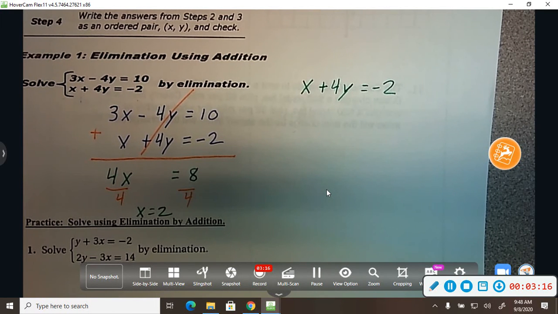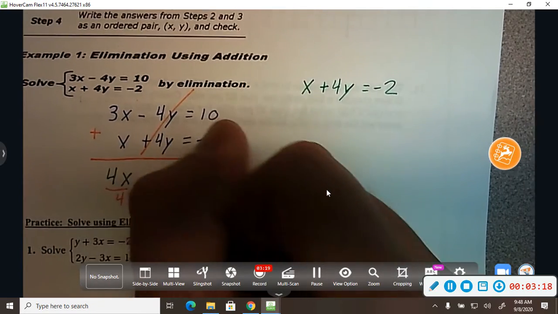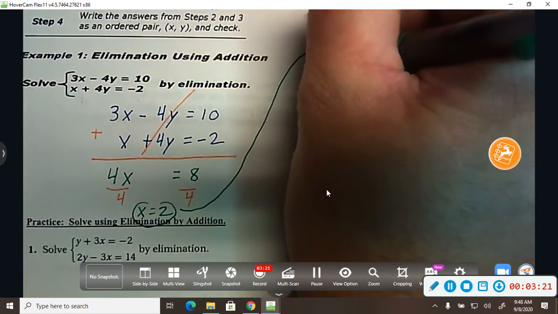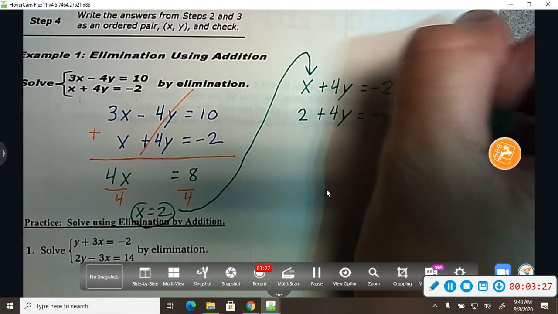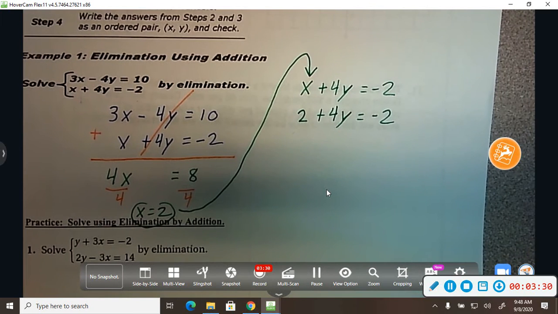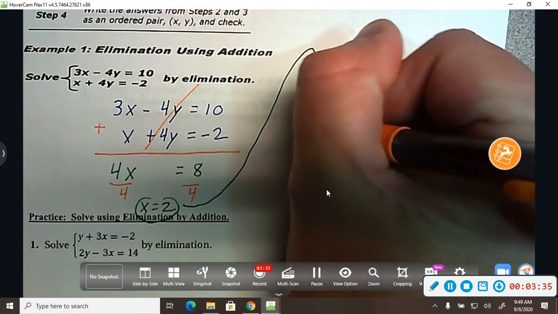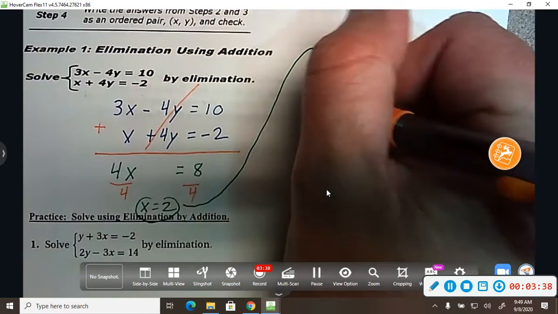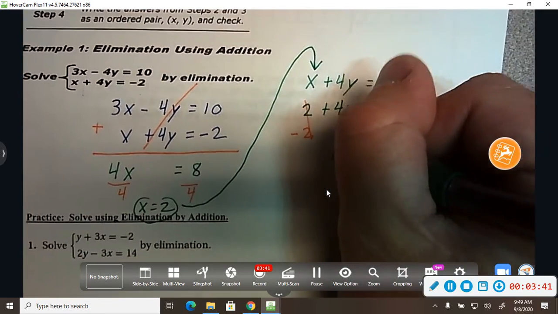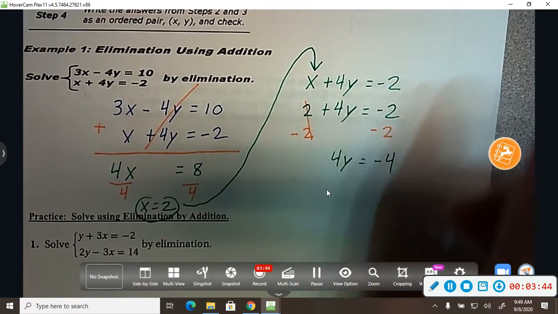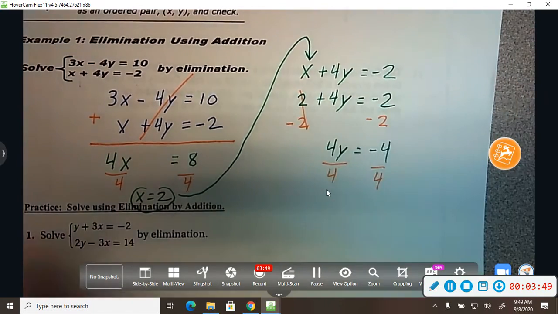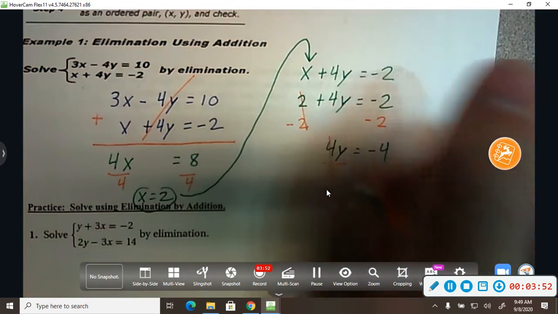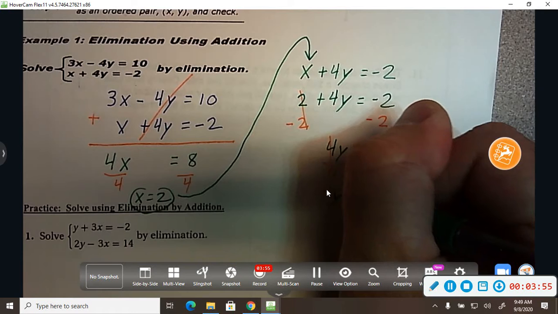But I know now x is 2. So then I get 2 plus 4 times something equals negative 2. From here, this is algebra 1, so I'll go a little faster. If you need help with this step, I could help you after school or during class. But we're going to take away 2 from both sides. And I get 4y is negative 4. And then divide by 4. And I get y is negative 1.